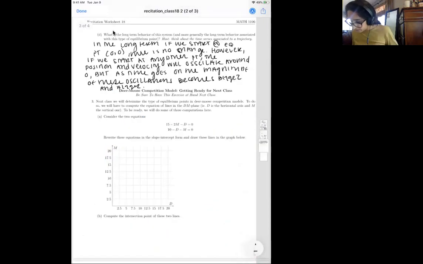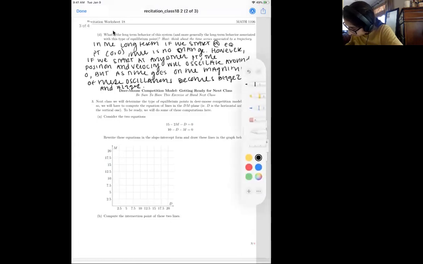Okay. Now what we're going to do is prepare ourselves for the next class. So next class, we will determine the type of equilibrium points in the Deer Moose competition. To do so, we'll have to compute the equations of lines in DM. To be ready, we'll do some of these computations here. Essentially, in the last two questions, they've given you the equilibrium points and asked you to verify them. What this next class and this exercise will allow you to do is find all the equilibrium points by yourself. So we're going to follow the instructions here, and hopefully when you do this in class, how you actually find the equilibrium points will become clear.